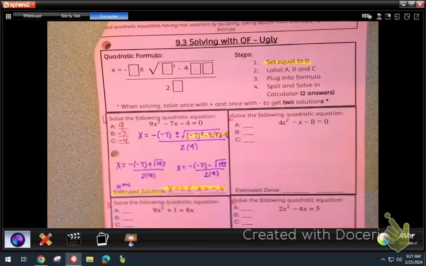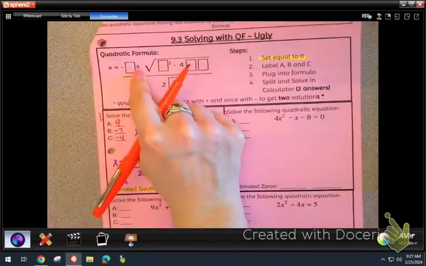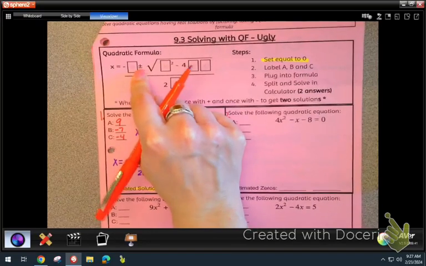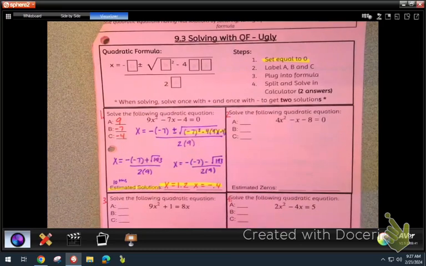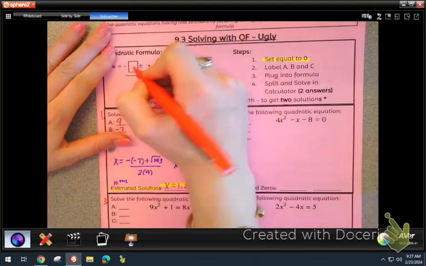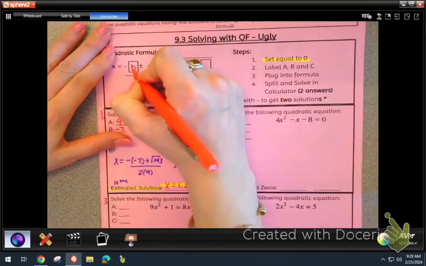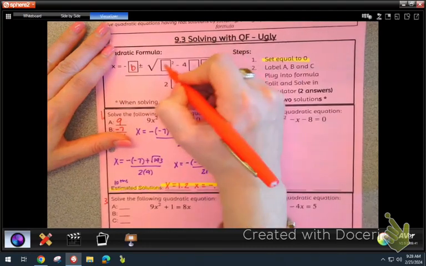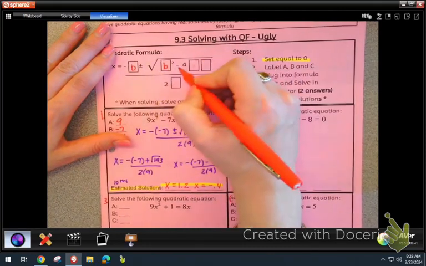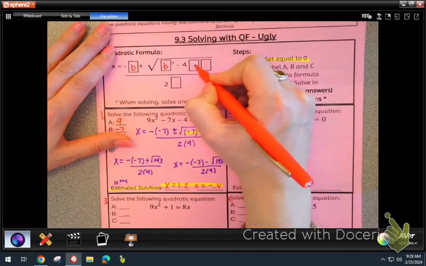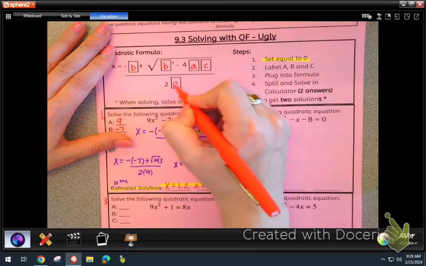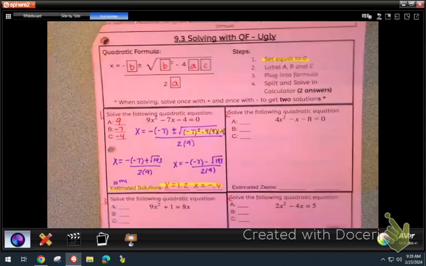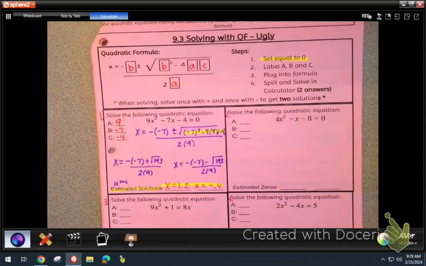So just a refresher. At the top, we're on page 9. Go ahead and fill in the formula with your variables, because they're kind of faint on there. Negative B plus or minus the square root of B squared minus 4AC, all over 2A. And remember your steps. You have to get your equation set equal to 0.